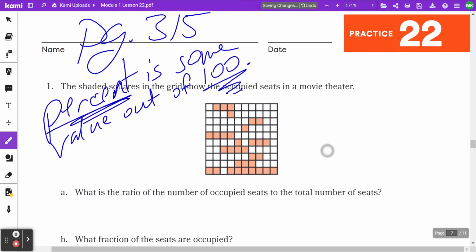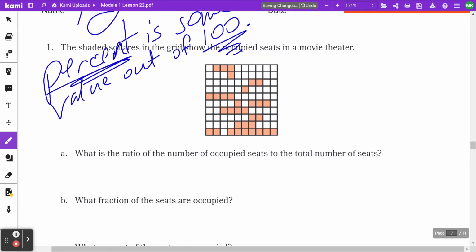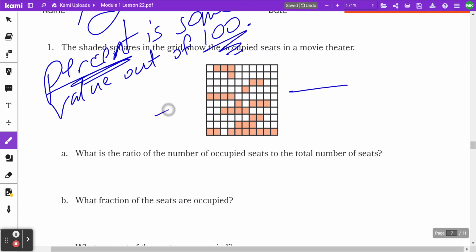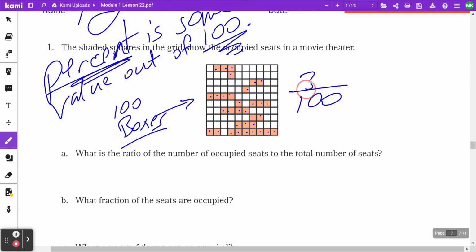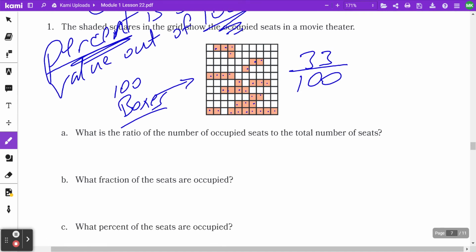Let me get out of the way here. So we'll begin. They're looking for a shaded number of squares, and all you have to do is count these, and that is going to be your value out of 100. There are 100 total boxes. So that is my denominator as a fraction. If you just count them up, 1, 2, 3, 4, 5, 6, 7, 8, 9, 10, 11, 12, 13, 14, 15, 16, 17, 18, 19, 20, 21, 22, 23, 24, 25, 26, 27, 28, 29, 30, 31, 32, 33. There it is, 33 out of 100.